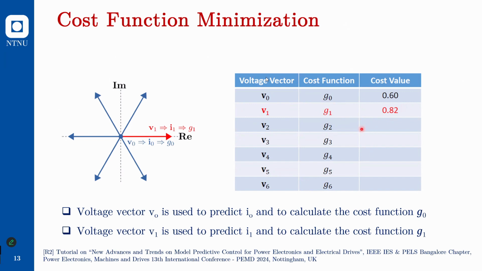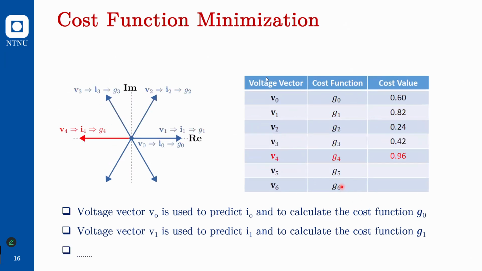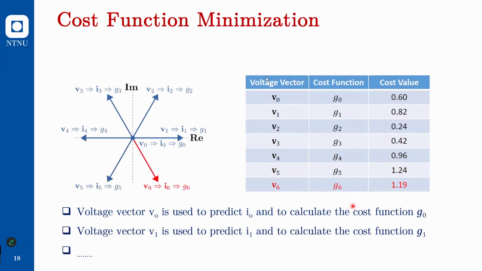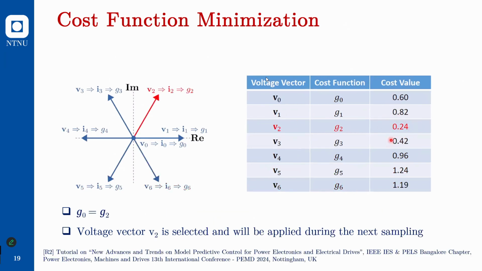Similarly, we will do the calculation for all 7 switching vectors, and so on, until we end up calculating up to G6. Then from here, you can notice the minimum cost function value that we got is related to the V2 vector, 0.24. That means for the next sampling period, we are going to assign the switching pulse signals related to this V2 switching vector. And if you remember, this V2 relates to S2, S4, and S6 of the switches of the converter. So that's how model predictive control works.